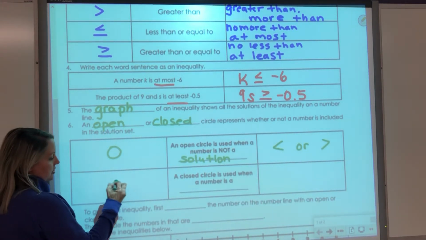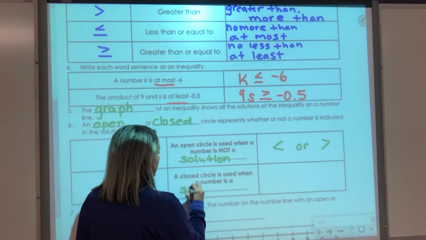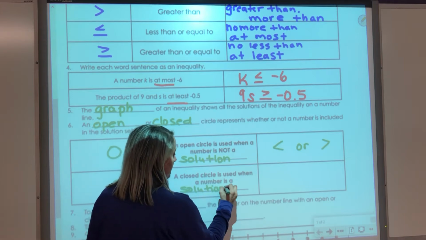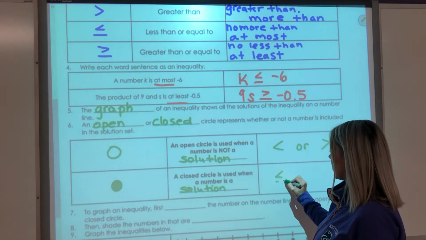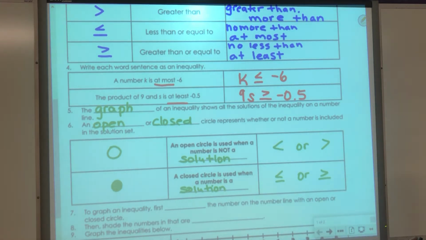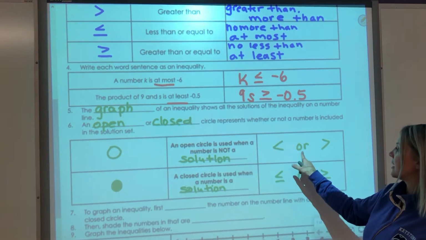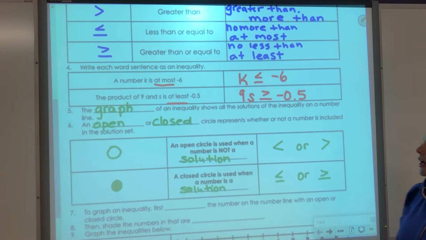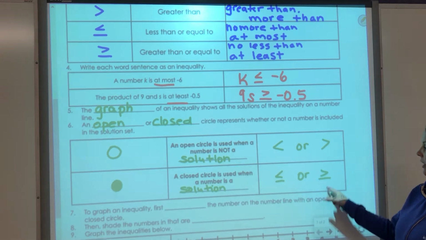We use the closed circle when the number is a solution. So a closed circle we use with less than or equal to or greater than or equal to. So again, open circle when the number is not a solution is going to be less than or greater than. A closed circle is when a number is a solution, and that's going to be greater than or equal to and less than or equal to.